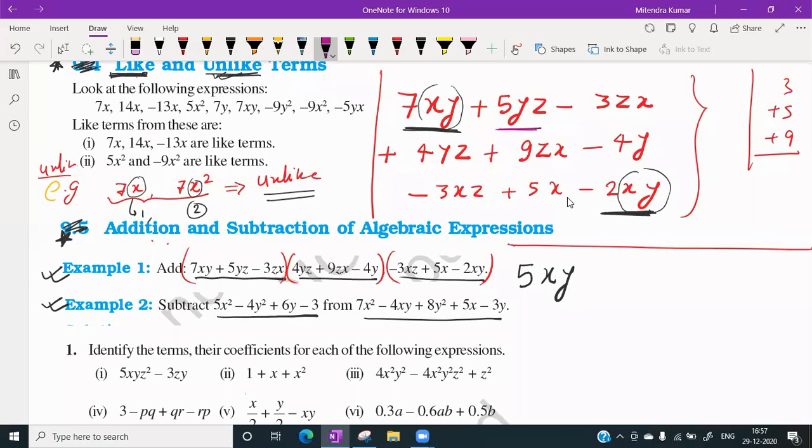I will search for like terms. This is like terms. Yes, yz, and we don't have another yz. So I will add this: 5yz plus 4, so it will be plus 9yz. Understanding, everyone? Next I will write zx.